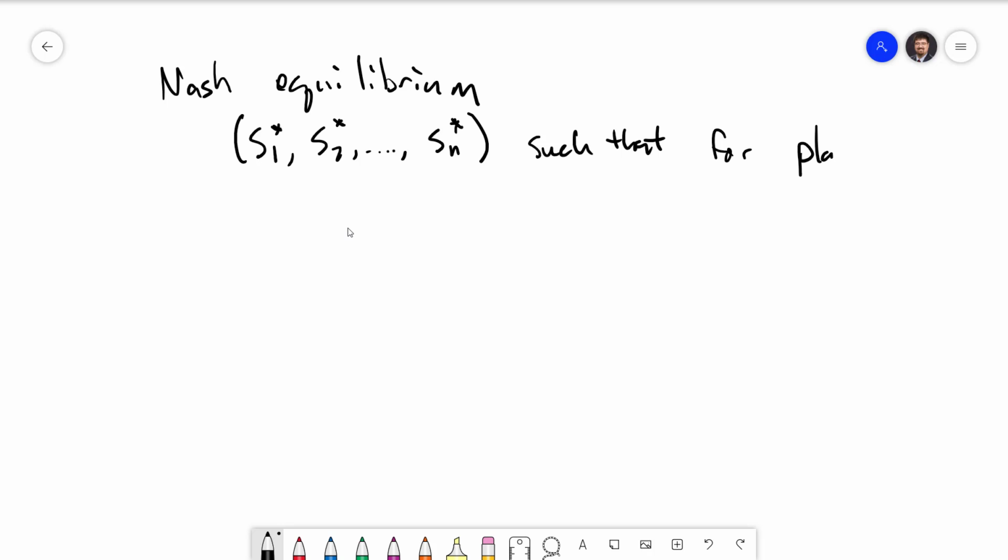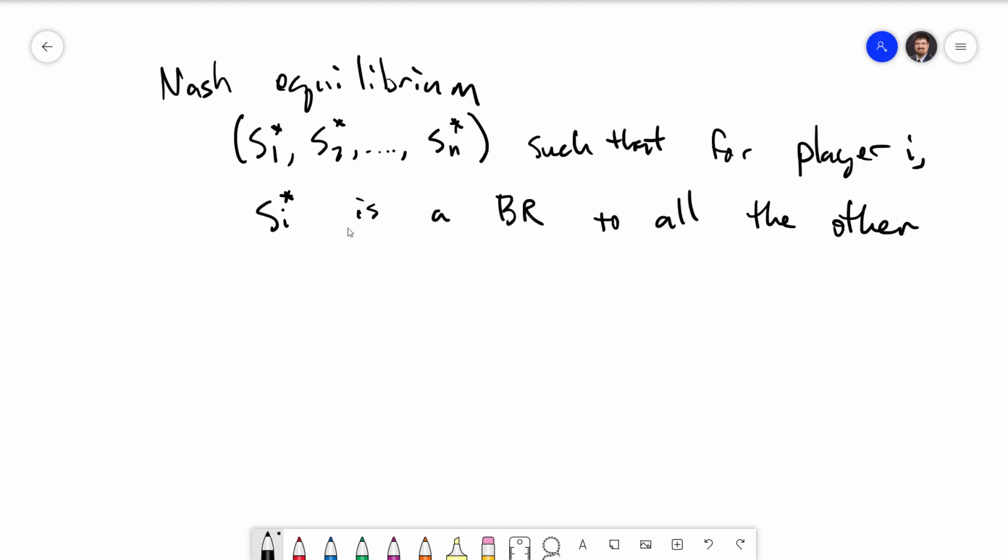for player i, Si star, and remember Si could be any of our strategies here, S1 star, S2 star, and so on, is a best response to all the other players' strategies, S not i star. If every player is best responding to one another, no player would be better off by changing their strategy. Again, this assumes that all the other players will still follow their Nash Equilibrium strategies.